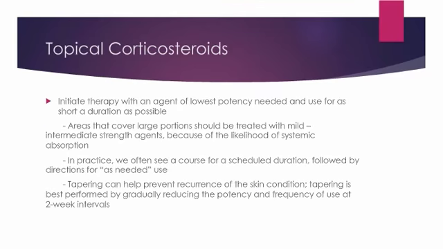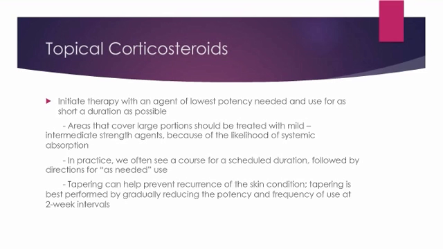When we initiate therapy with a topical corticosteroid, we should choose an agent of the lowest potency needed to treat that issue and use it for as short of a duration as possible. When we're treating areas that cover large portions of the skin, we should focus on treatment with a mild or intermediate strength agent because the likelihood of systemic absorption when we're treating a large surface area of the body is higher than if we're treating just a small lesion on the face or the scalp or a particular extremity.